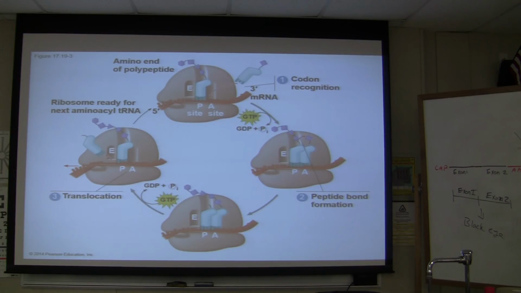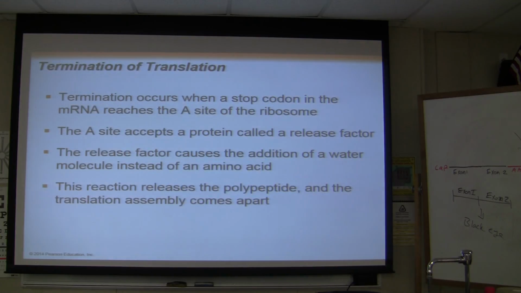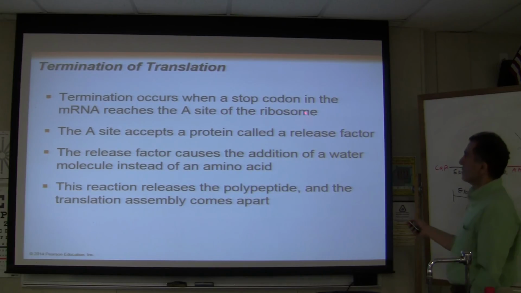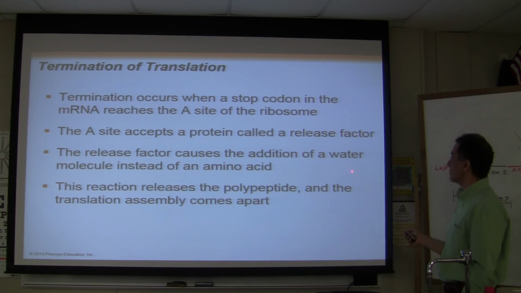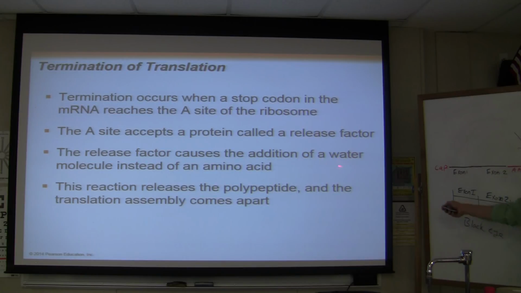Okay, so these respond to the last slide. Termination of translation: termination occurs when a stop codon in the mRNA reaches the A site of the ribosome. The A site accepts a protein called a release factor. The release factor causes the addition of a water molecule instead of an amino acid, and the reaction releases the polypeptide and the translation assembly comes apart.